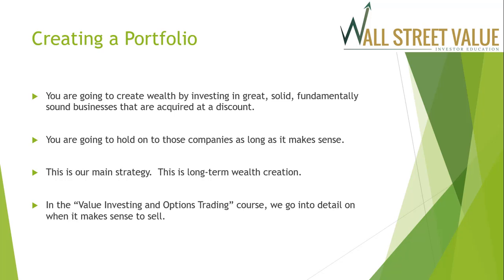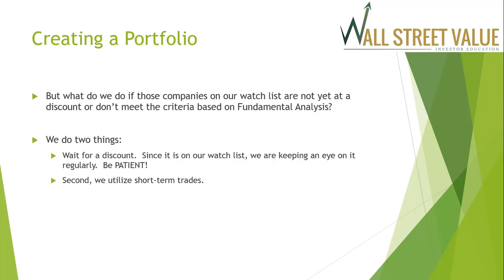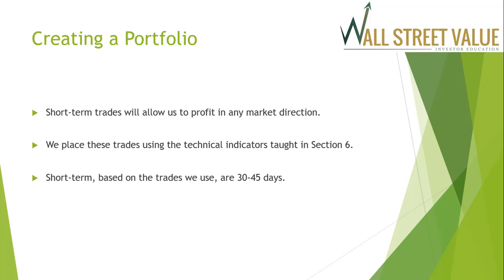In the value investing and options trading course, we go into detail on when it makes sense to sell. But what do you do if those companies on our watch list are not yet at a discount or don't meet the criteria based on the fundamental analysis? There's 2 things. We wait for a discount. Since it's on our watch list, we're going to be keeping an eye on it regularly, so be patient. And then second, we use short-term trades.